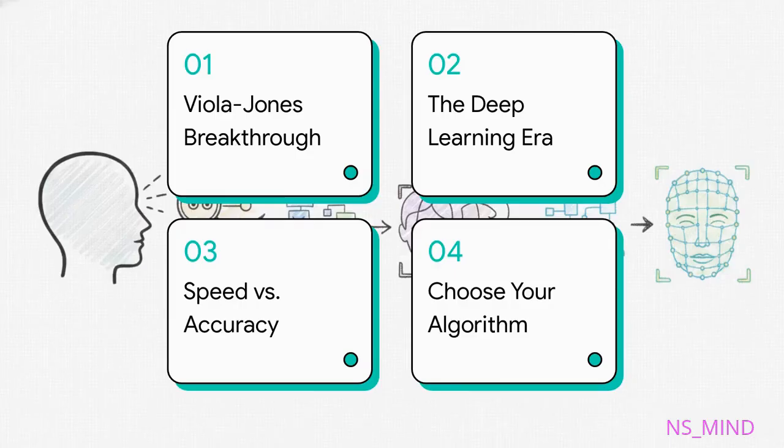So, to understand how we actually solved it, here is our agenda for today. First, we'll look at the Viola-Jones breakthrough. Second, the deep learning era. Third, we'll do a speed versus accuracy showdown. And finally, we'll talk about choosing your ideal algorithm.